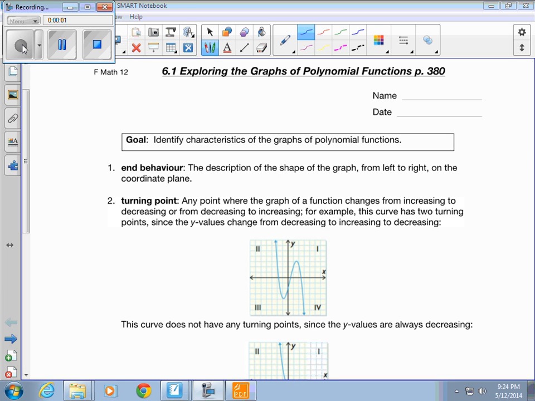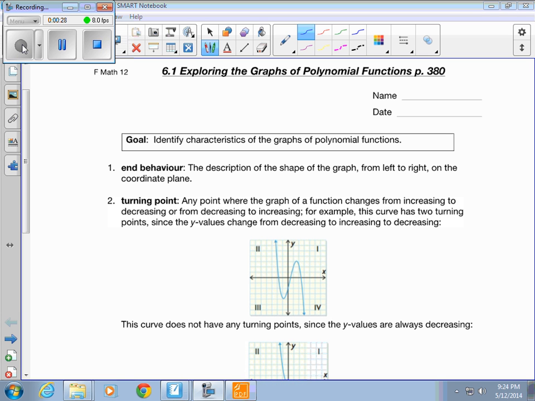Alright, chapter 6.1 is exploring the graphs of polynomial functions. I broke this up into two sections. The first section is just basically looking at all of the different graphs, and then the second section is a kind of characteristic sheet just for you to use as a reference when you are graphing.